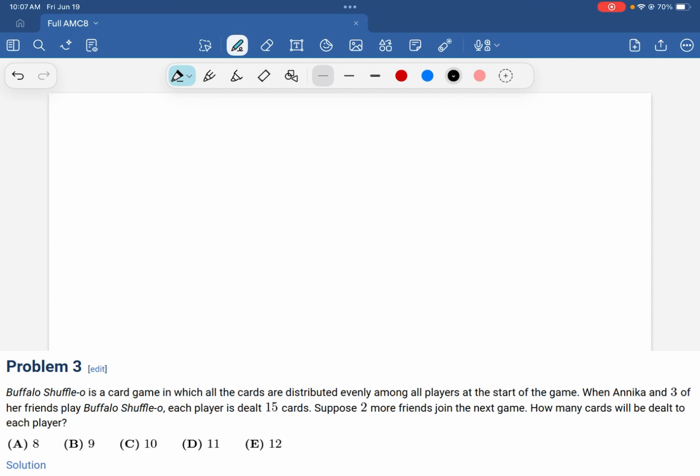So Anika and 3 of her friends is 4 people in total. 4 people, each is dealt 15 cards. So in total, this is 60 cards. If 2 more friends join, then the 4 will become 6. And 60 evenly distributed into 6 parts is going to have 10 in each part. So the answer is C.